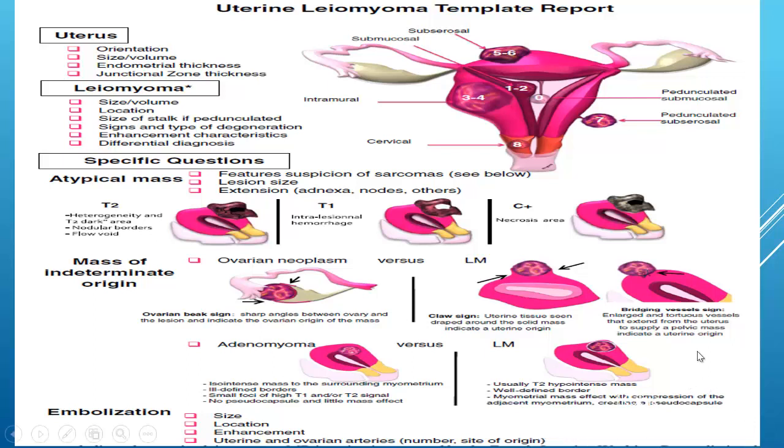This is the adenomyoma. Regarding if the patient will do a uterine embolization, we have to know the size, location, and the enhancement, uterine and ovarian masses.